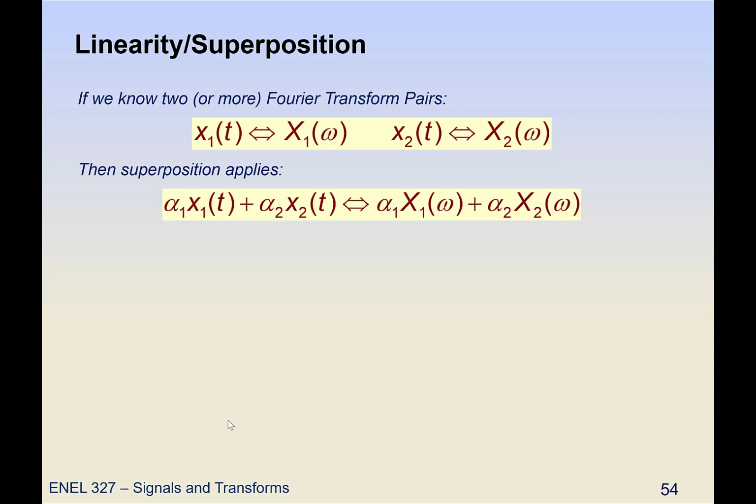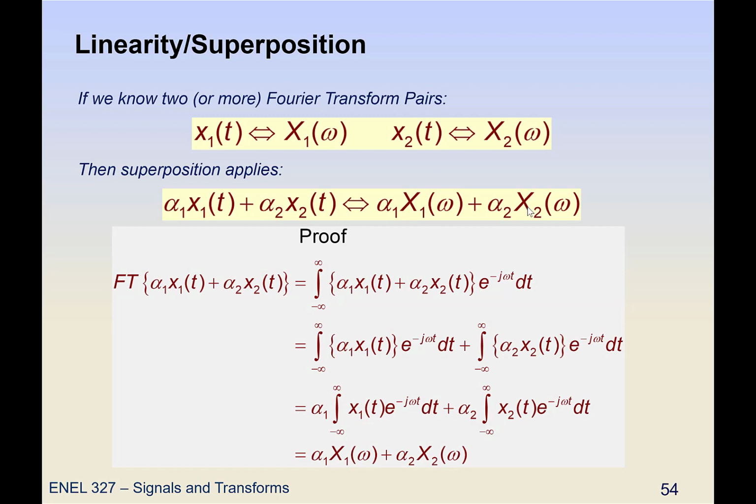Effectively, what we're saying here is that the Fourier transform, the operation known as the Fourier transform, is linear. So if we know two or more Fourier transforms already, then superposition applies. That is to say, any scaled and added versions of those signals just gives us scaled and added Fourier transforms.